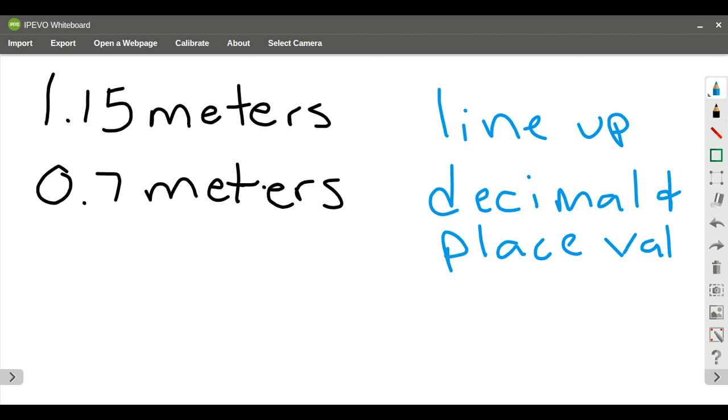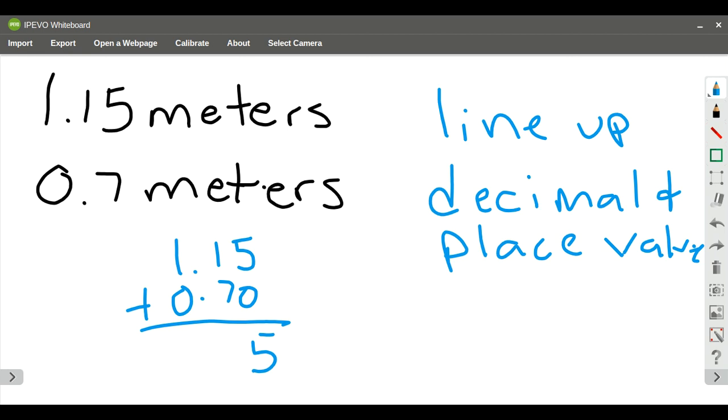So when I add this, I'm just going to do 1.15, and then I'm going to put my decimal and 7, put a 0 in front as a placeholder, put a 0 behind as a placeholder, and then I'm going to add. So 5 and 0 make 5, 1 and 7 make 8. Bring down the decimal, it stays in the same spot, it doesn't ever move, and then 1 plus 0 is going to be 1. So my answer is 1.85.